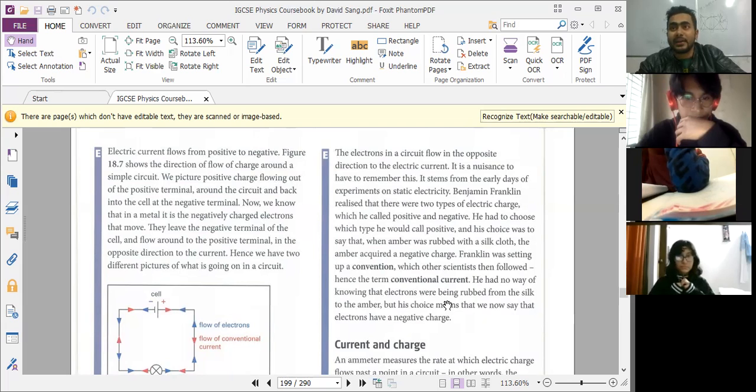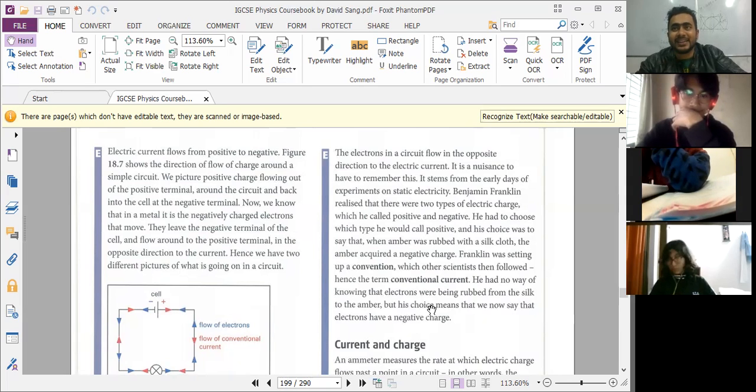He had no way of knowing that electrons were being rubbed from the silk to the amber. Just as we cannot say, he also had no clue, but he just assumed, since it is a charge, maybe the charge came from the amber, that's why it is negatively charged and the other one is positive. He just chose it, nothing else. But his choice means that we now say that electrons have a negative charge.